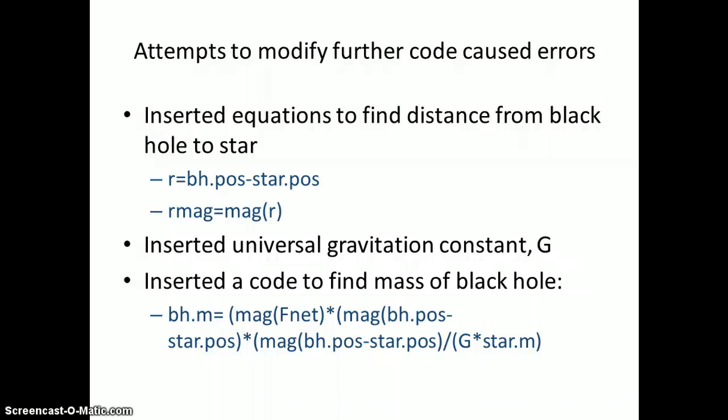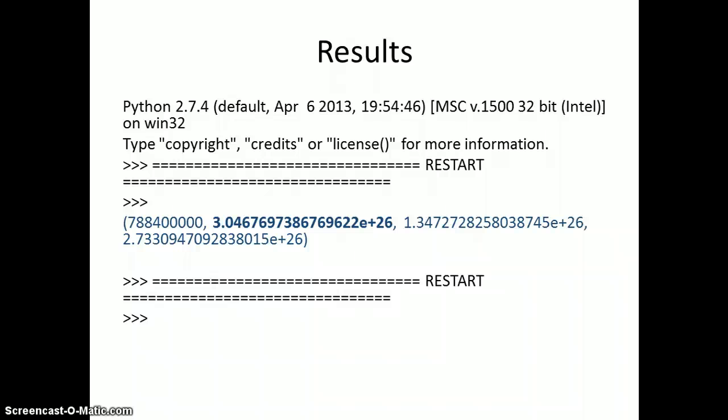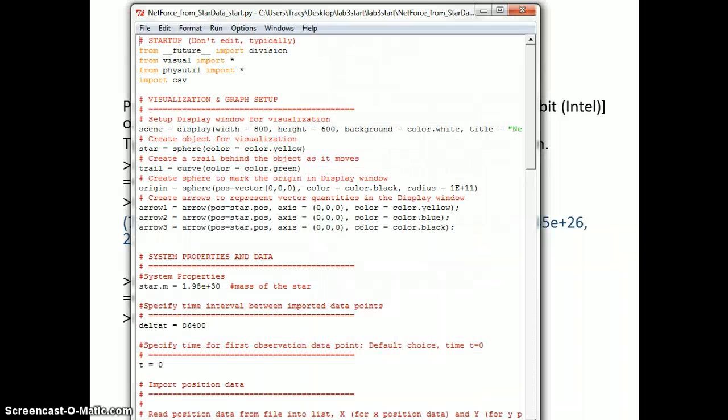I did attempt to insert instructions into the code for calculating the distance between the star and the black hole and the mass of the black hole, but I was not successful with this, and I ended up calculating this by hand. Before we look at the results, we'll look at the orbit.